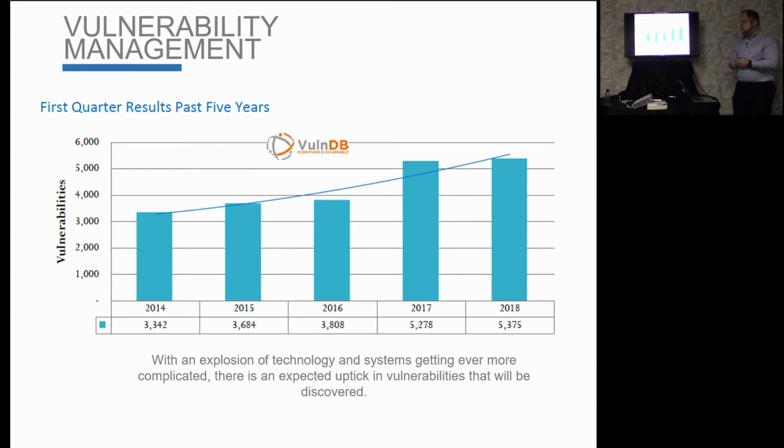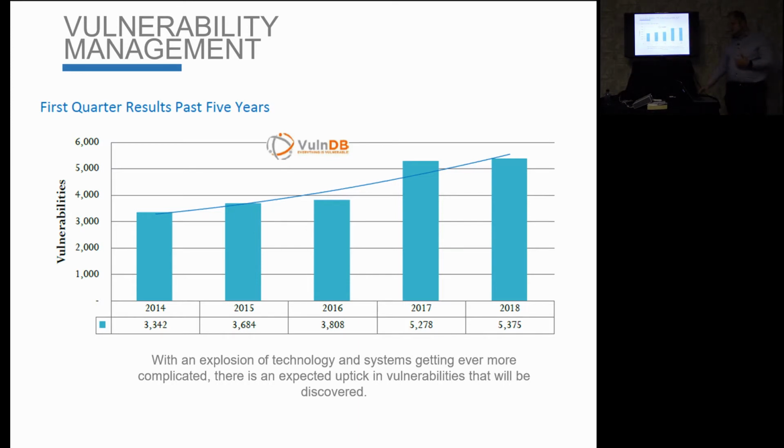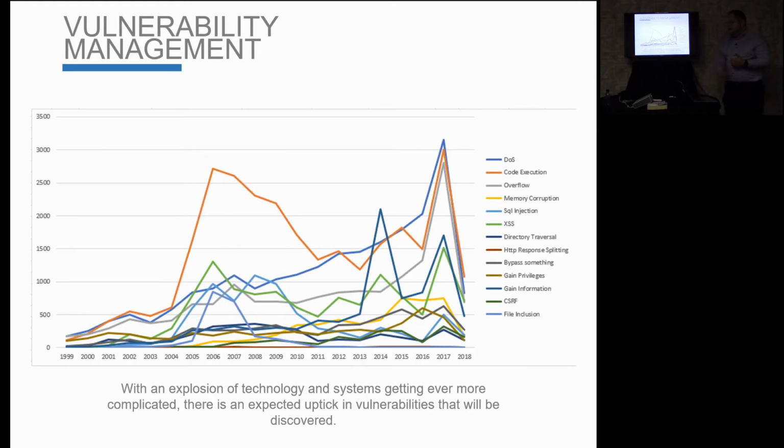As our systems become more and more complex, the number of vulnerabilities we are seeing in them is increasing dramatically. Some vulnerabilities are kind of constant, but things like code execution, denial of service, and buffer overflows are actually increasing quite rapidly. And these are fairly easy things to detect with the tools that we have today.